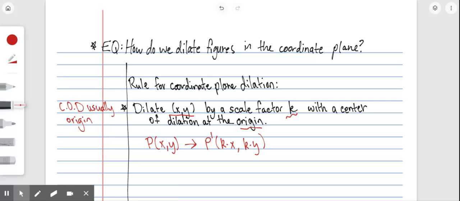If you only multiply one of the coordinates by it, then you're no longer doing a similarity transformation. It will not become a similar object. If you only do one coordinate, then you might end up with a trapezoid when you started with a square, etc. So this is the rule. Just the rule. Again, it doesn't really have a lot of meaning until we start dilating. So I'm going to draw some things in the coordinate plane.